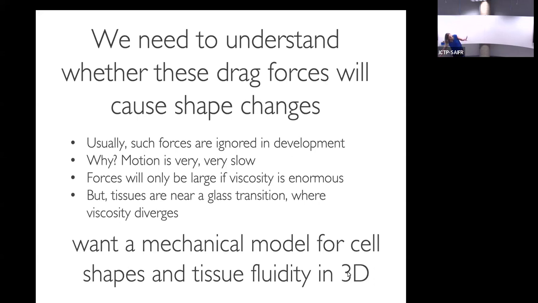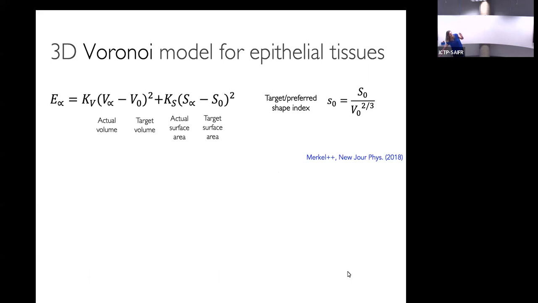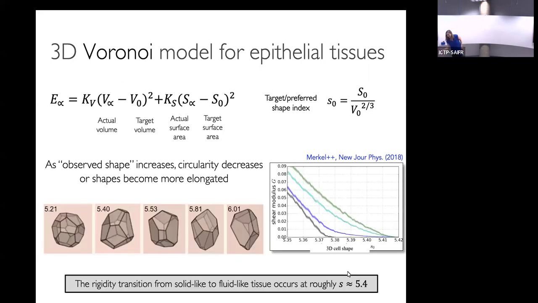Okay, so now we need a mechanical model for cell shapes and tissue fluidity in 3 dimensions. And the way we're going to do it is use our old friend, the vertex model. We're going to do it in 3D now. So we have a target volume and a target surface area, but you're familiar, these are just quadratic penalties. And we've done, a long time ago, actually, we looked at the behavior of this thing in 3D.